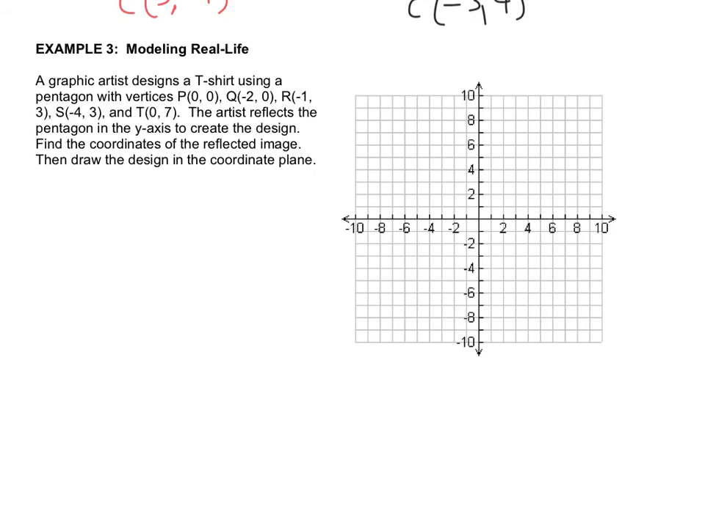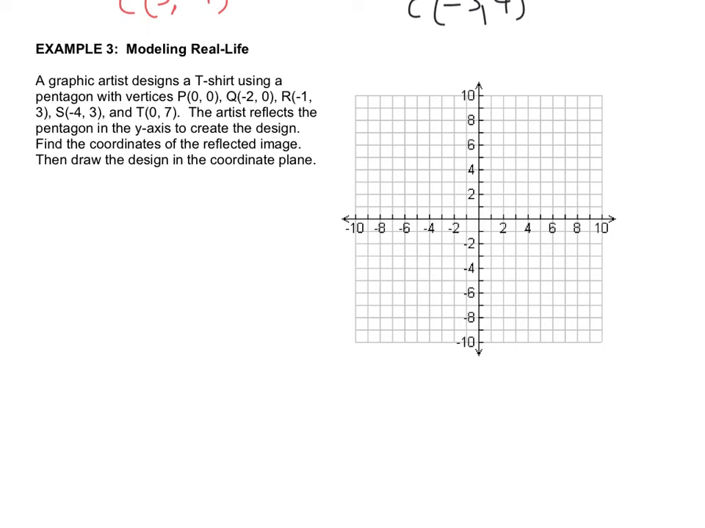So lastly, we have an artistic design of a t-shirt that is using a pentagon with vertices of the following: P, Q, R, S, and T. The artist reflects the pentagon in the y-axis to create the design. Find the coordinates of the reflected image and then draw.